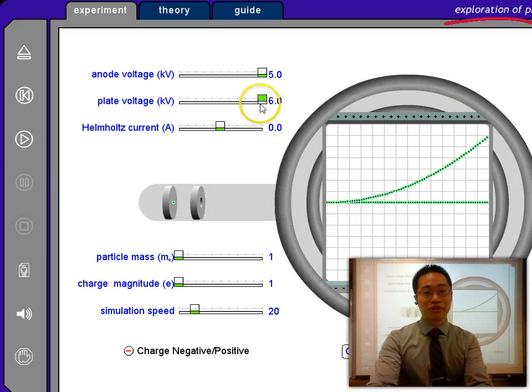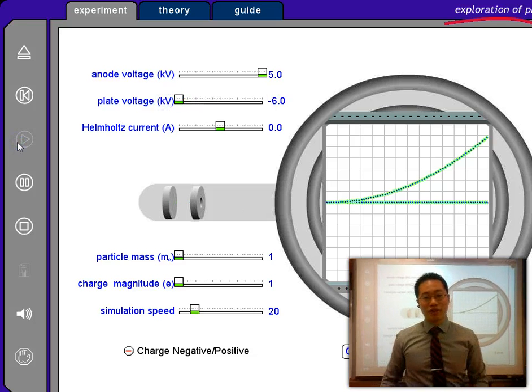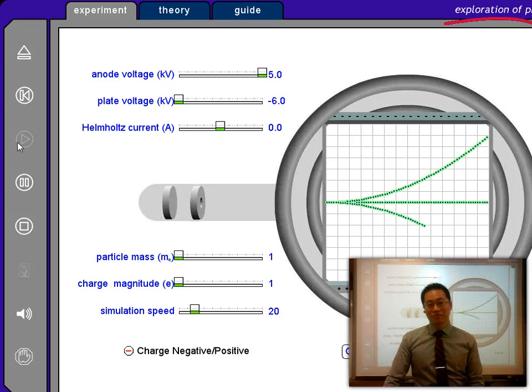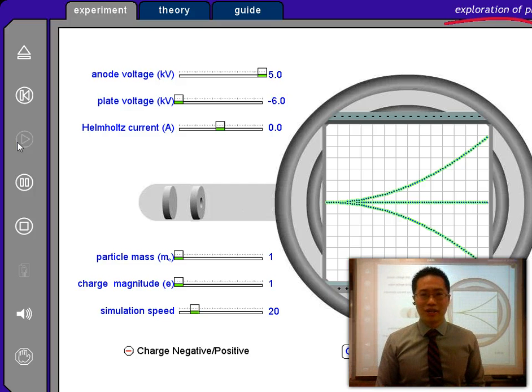If I reverse the voltage on the plates, making the top negative and the bottom positive, now when the electron shoots through, it's going to be attracted towards the bottom plate. And again, we can have the electron strike a different location. So how do we calculate this deflection?